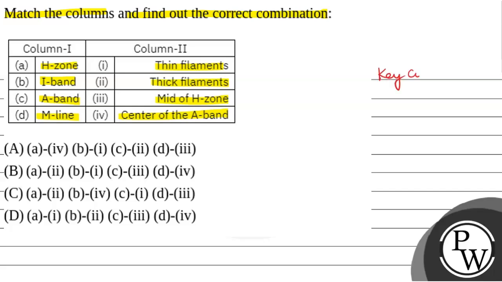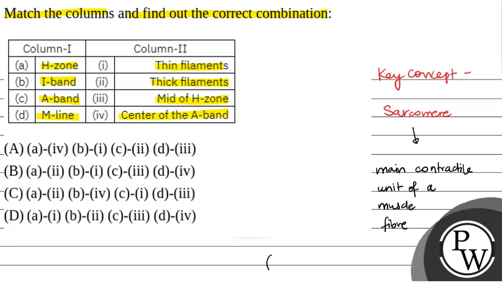So the key concept of this question is sarcomere. Sarcomere is basically the main contractile unit of a muscle fiber, or we can say it is the main functional unit of a muscle fiber.